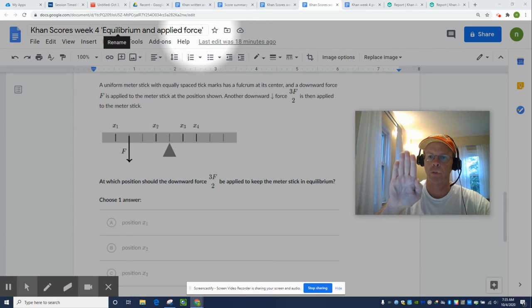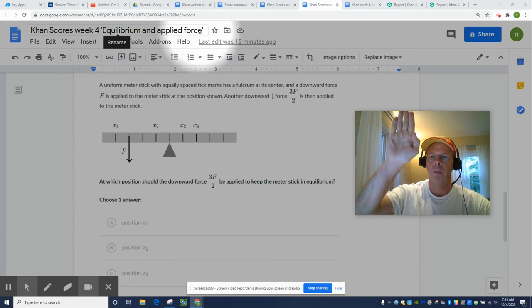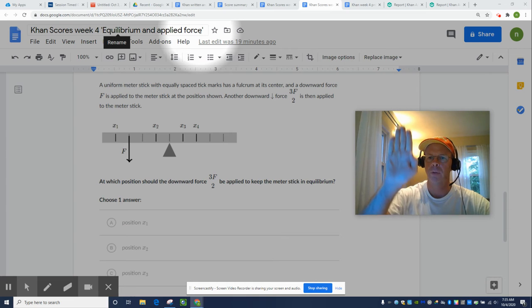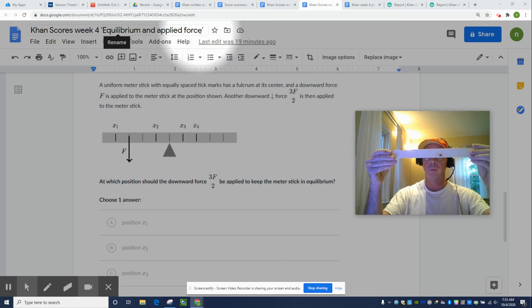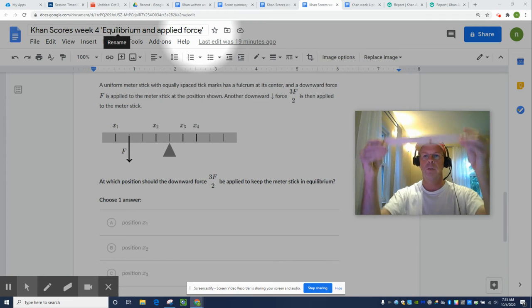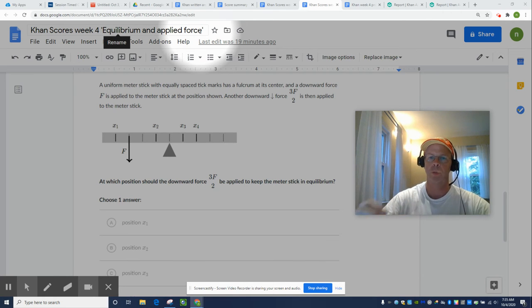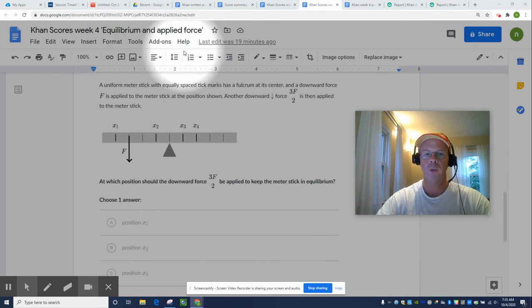That's called translation. If your angular orientation remains the same, but you shift up, down, left, right, that's called translation. So if the sum of the forces is zero, you have no translational acceleration. If the sum of the torques is zero, you have no angular acceleration. So here's translation, here's angular displacement. And those are the two conditions for equilibrium. The sum of the forces has to be zero, and the sum of the torques has to be zero.